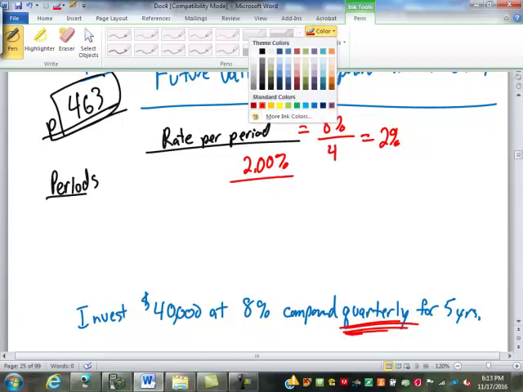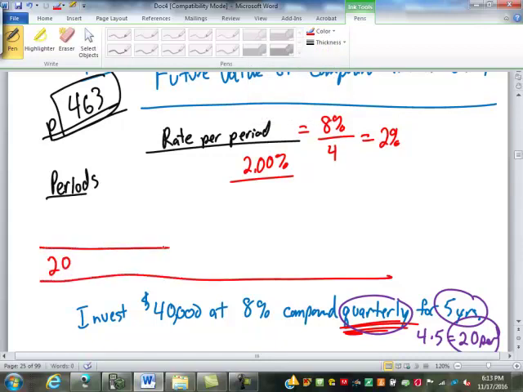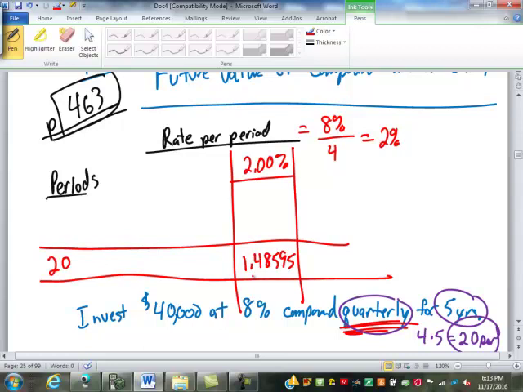How many periods? 5 years, quarterly, is going to be 4 times 5, or 20 periods. So on the left side over here, I'm going to look for 20 periods. I'm going to follow the 20 over, the 2% down to see where they intersect. And I find that they intersect at 1.48595. Does everybody find that number? Yes? Okay. That is what's called a compound interest factor.